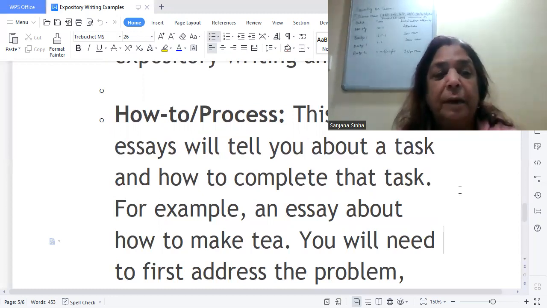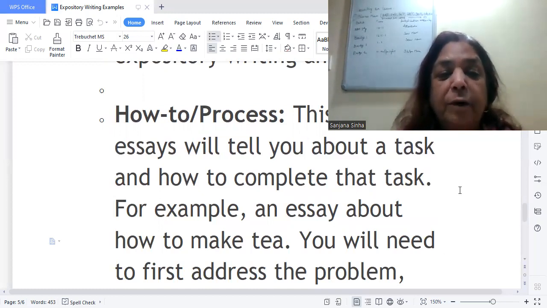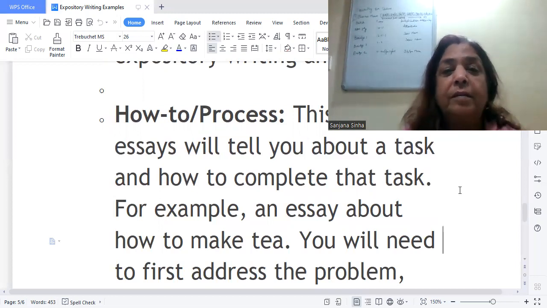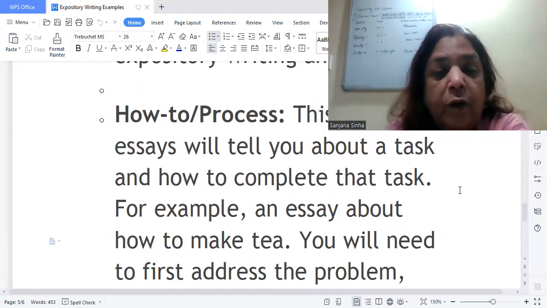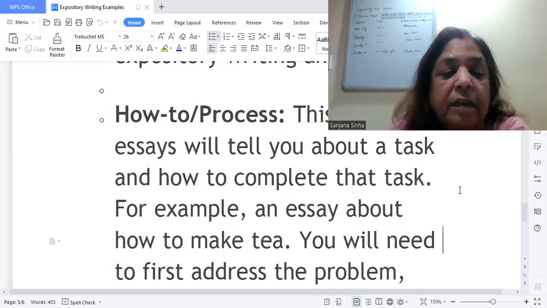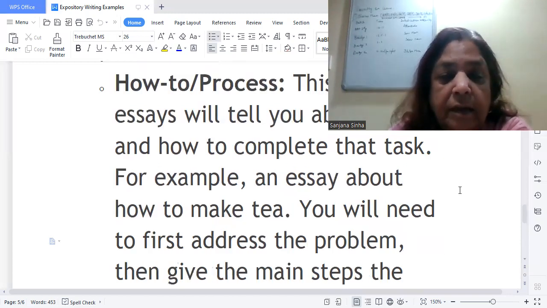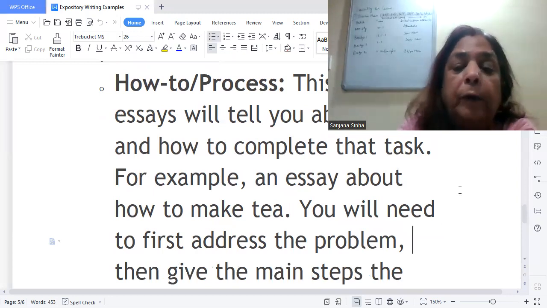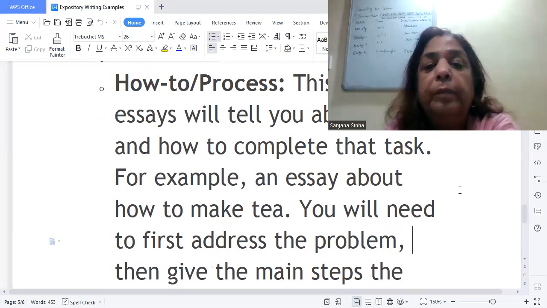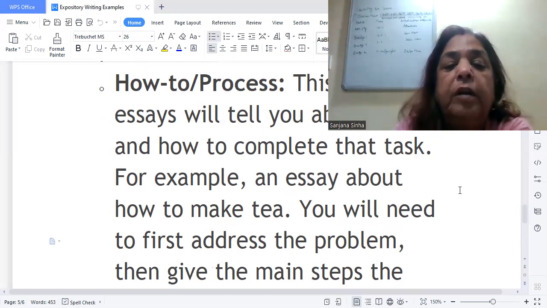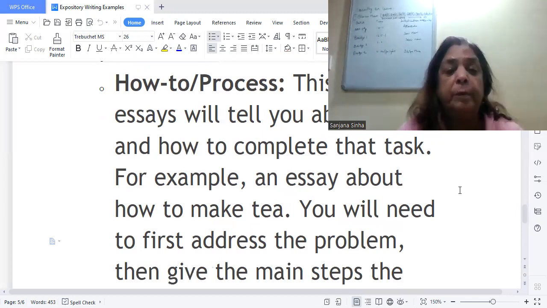How to use the microwave oven, the hair dryer, how to operate a washing machine. So these how-to manuals are very technical. You have to tell them step by step what is to be done and how. So first let us talk about, for example, an essay about how to make tea. You will need to first address the problem. Like if you want to make a really good cup of tea, what are the things you'll keep in mind?